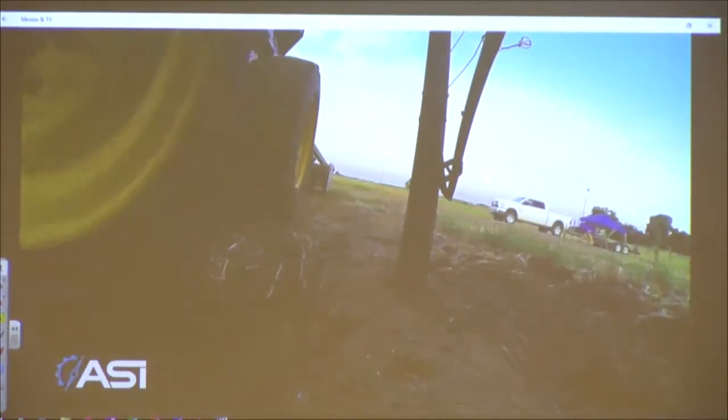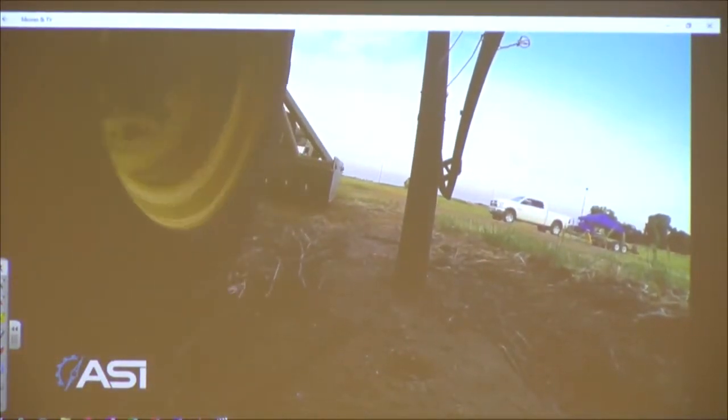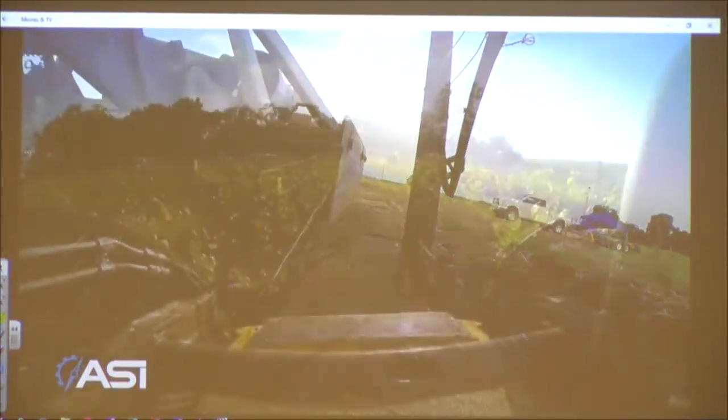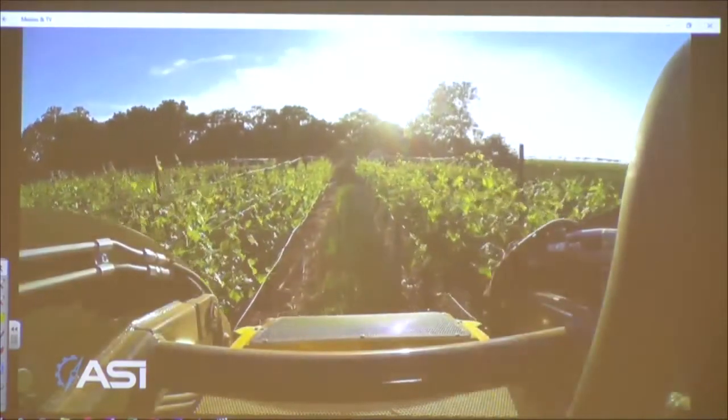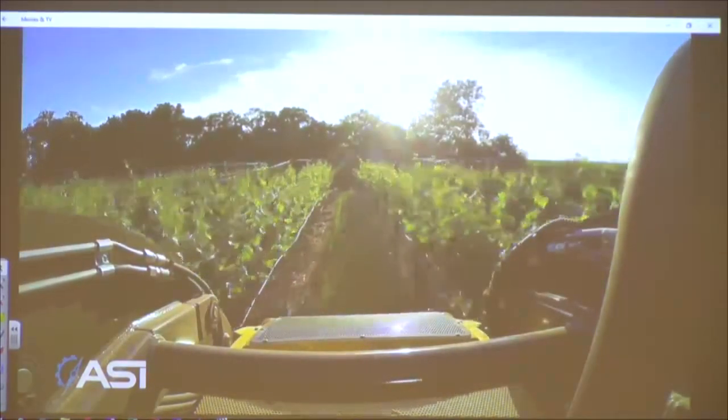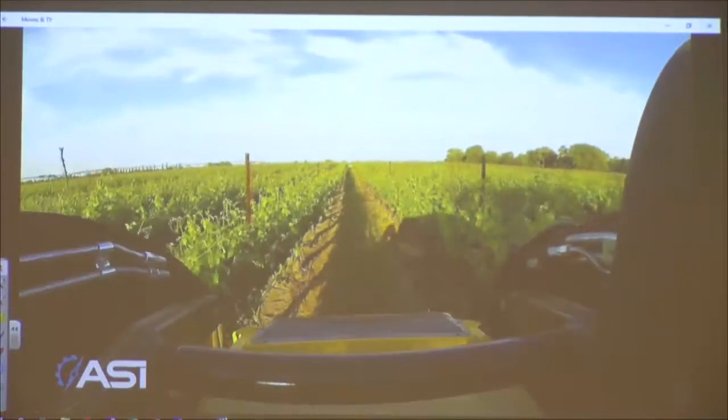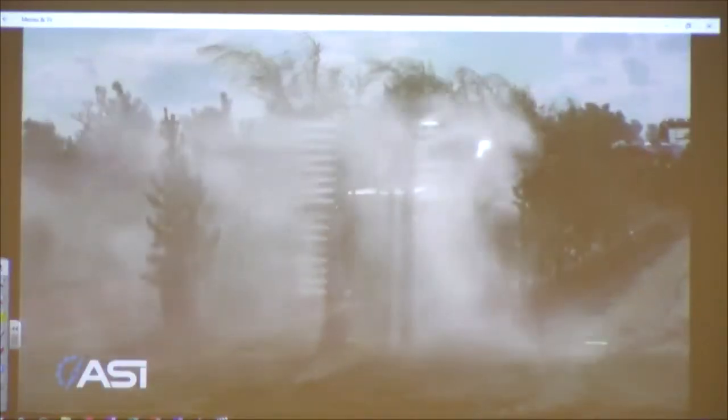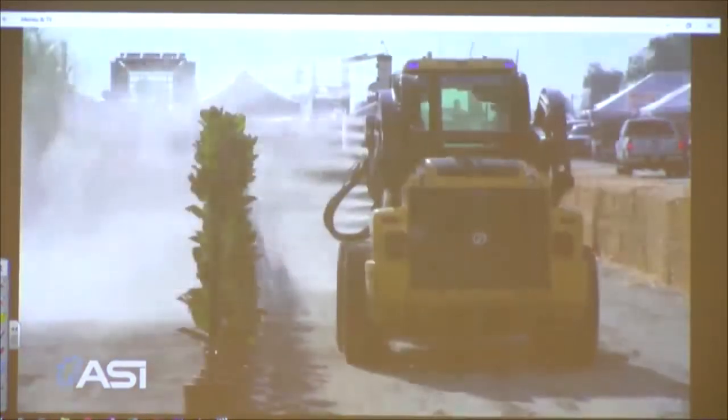This is mowing in a vineyard down in California. Have to be very precise in the driving. And this is using a skid steer, which some orchards and vineyards use because of the flotation. Some electrostatic spraying.